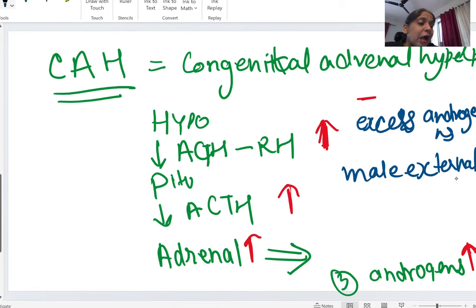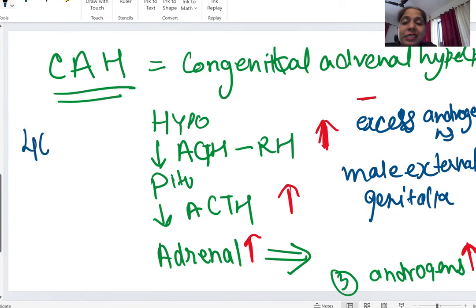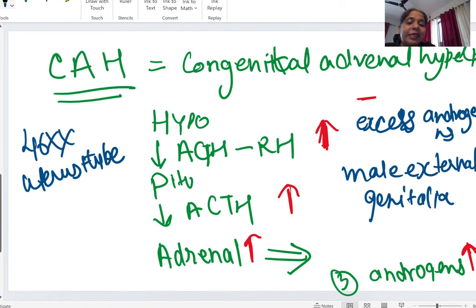If androgens are present, then the genital tubercle and genital swellings make male external genitalia. Now the female is 46XX. The uterus and tubes are present, but the genitalia is that of a male. So this is a case of female pseudohermaphrodite. This girl will have ambiguous genitalia when she is born.